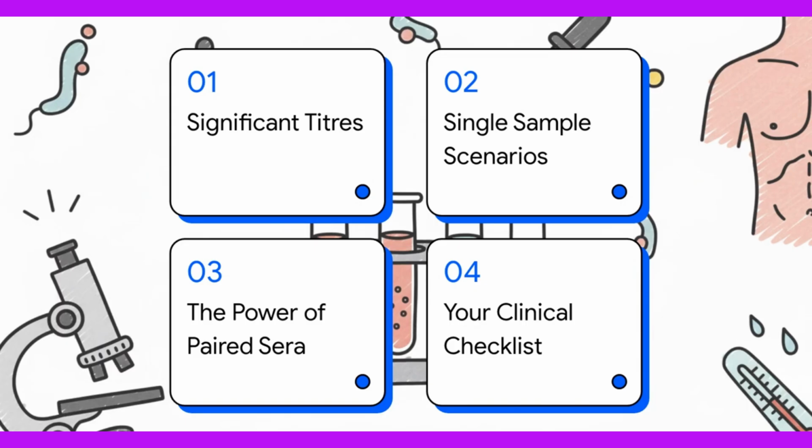Okay, so here's how we're going to tackle this. It's going to be in four pretty straightforward parts. First up, we'll figure out what a significant result even is. Then we'll walk through the most common single sample scenarios you're likely to see. After that, we'll look at the real powerhouse for confirmation, the paired sample. And to finish things off, we'll wrap it all up with a handy clinical checklist.